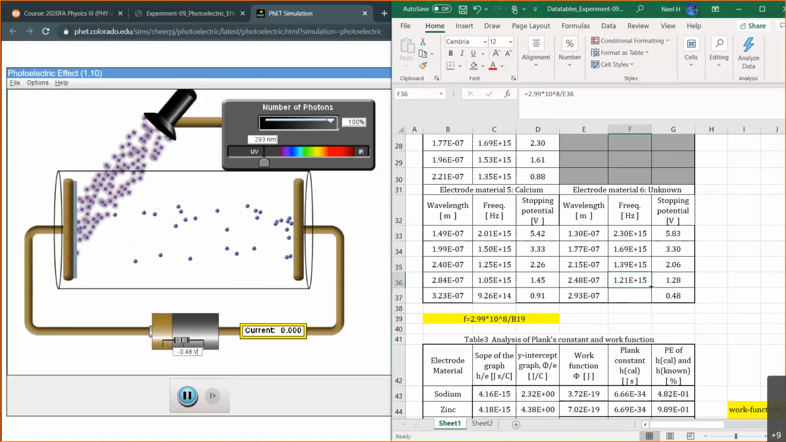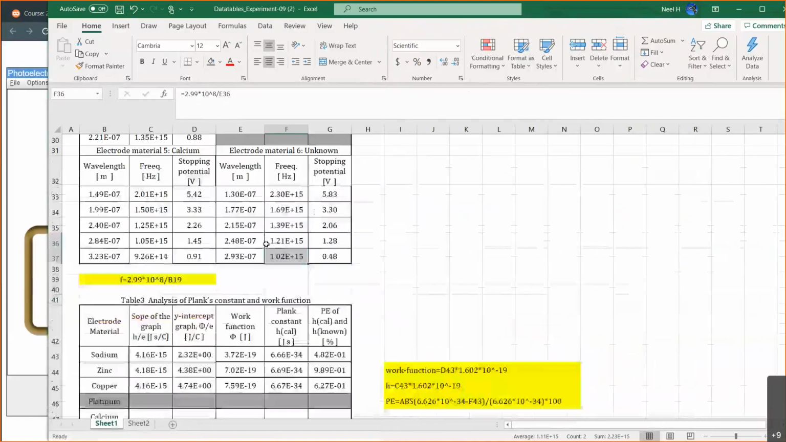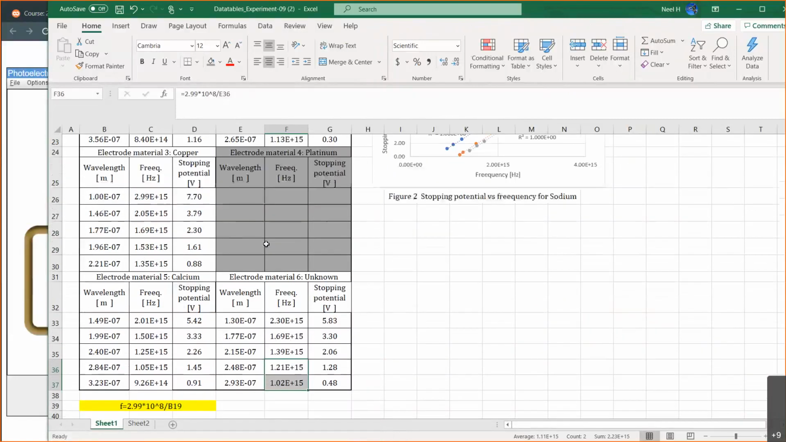So that's good. So that's two data sets. We have a few more minutes. We can still, I think, check out those numbers. So we are doing calcium and unknown.